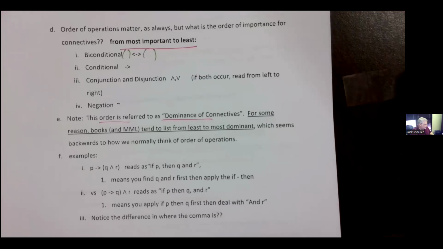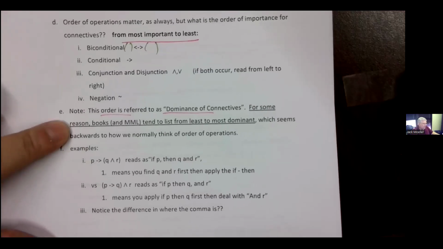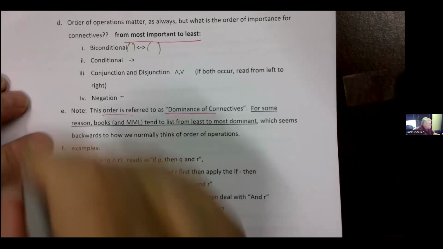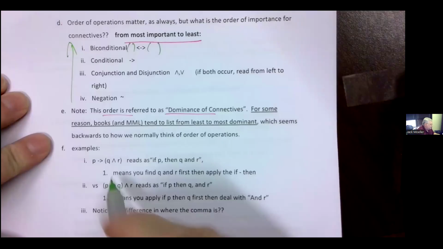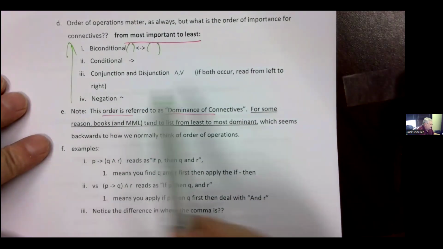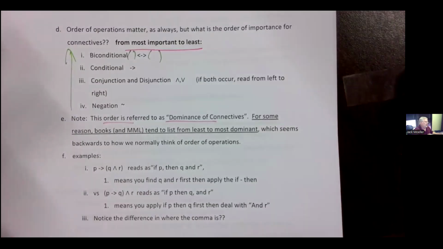The other thing I will say is to be aware that the book and MATLAB both will list them this way. When they list them, they're going to put negation at the top, which makes it sound the most important, but then they'll say it's from least to most dominant. So just remember that I think the book is backwards in how they write it out.